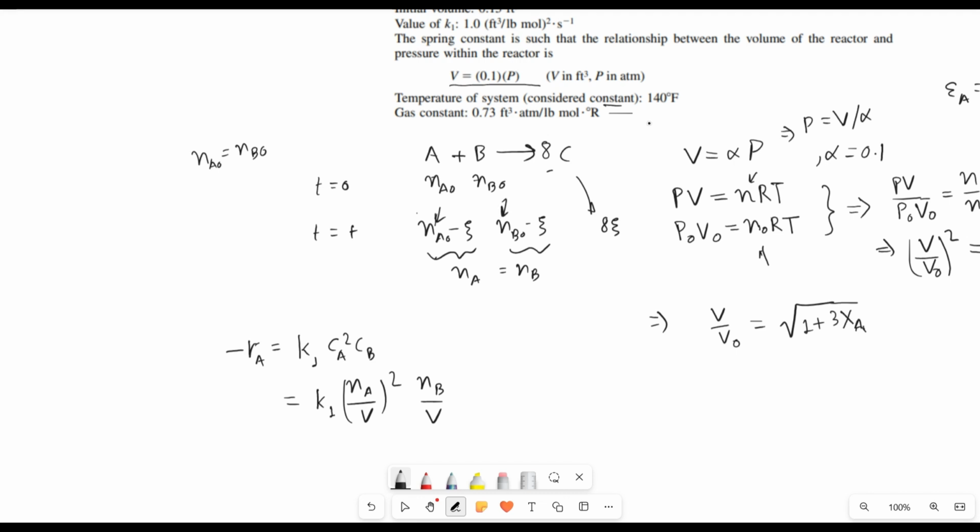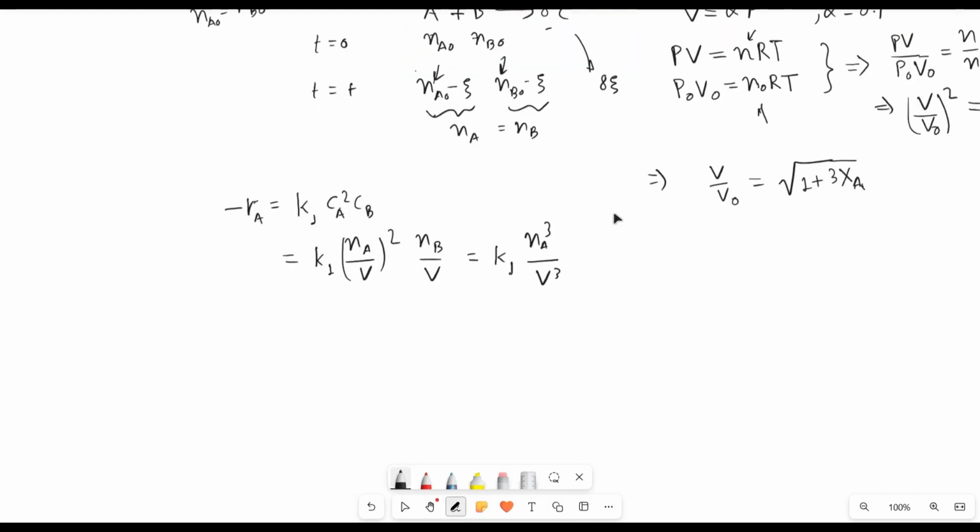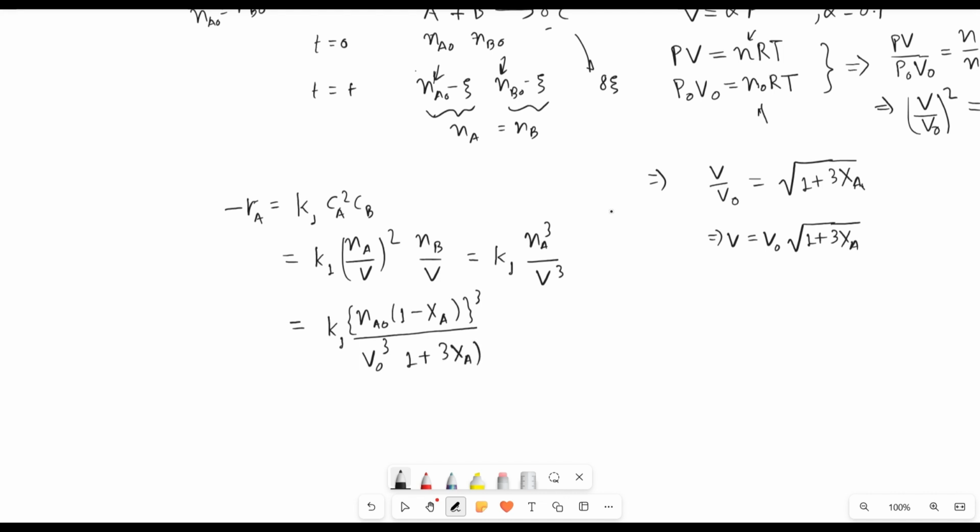So let me write this as K1 Na cubed divided by V cubed. It means the concentrations will also be equal, so it is K1 Na cubed by V cubed. In terms of conversion, Na will be Na naught times 1 minus conversion of A, whole cubed, divided by the volume, which is given by V naught root over 1 plus 3xa. So V naught cubed times 1 plus 3xa to the power 3 by 2.